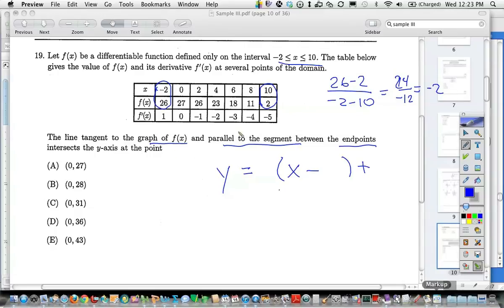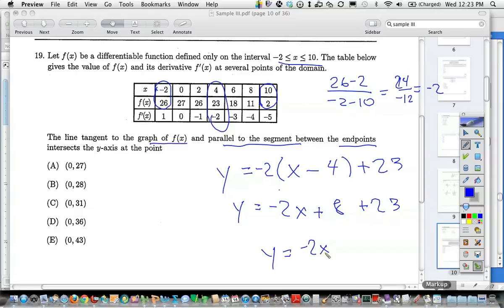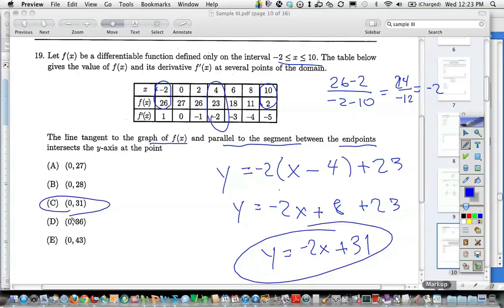So the graph I'm looking for has to also have a slope of -2, and that would be this one right here, where f prime is -2. So my point is (4, 23). My slope is -2. Go ahead and distribute that through. I get -2x plus 8 plus 23, which is -2x plus 31. That would intersect the y-axis at (0, 31). Okay? So, tangent line.